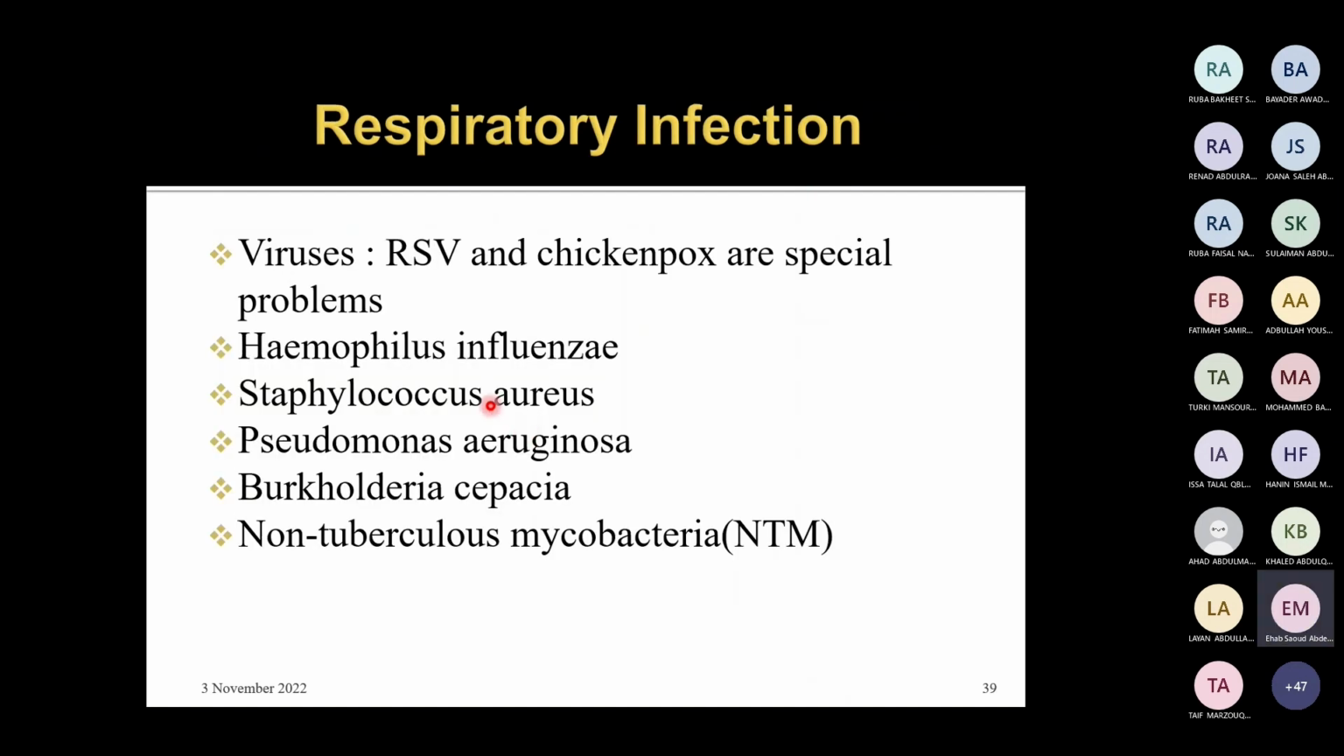The mucus clogs invite the adherence of organisms and harmful particles to the surface. Okay, the respiratory infections you should know this week are RSV, respiratory syncytial virus, chickenpox, Haemophilus influenzae, Staphylococcus aureus, Pseudomonas aeruginosa, Burkholderia cepacia, and non-tuberculous mycobacteria. These are the organisms that mostly affect those patients, and these are the organisms that you should cover this week in microbiology.